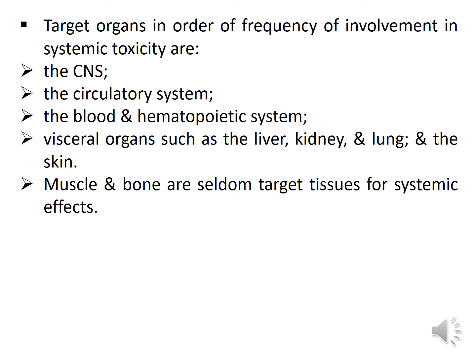If we arrange the target organs in terms of frequency of involvement in systemic toxicity in descending order, the first one would be the CNS, which means that the CNS is the most frequently involved target organ in systemic toxicity, followed by the circulatory system, then the blood and hematopoietic system, followed by visceral organs such as the liver, kidney and lung, and the skin. At the end would be muscle and bone. Muscle and bone are seldom target tissues for systemic effects.